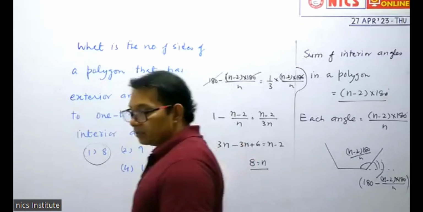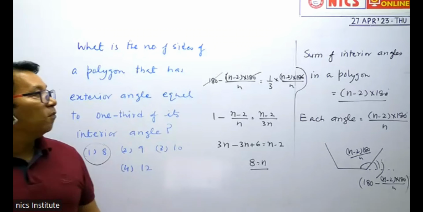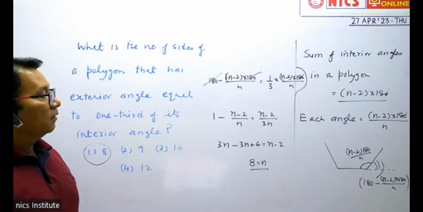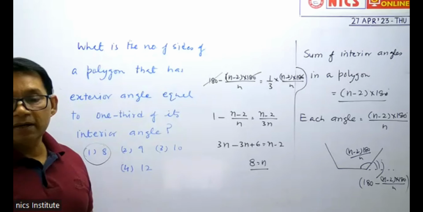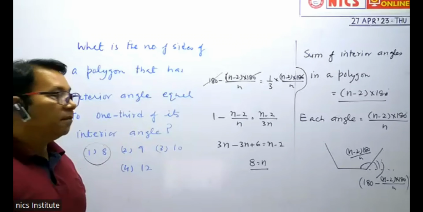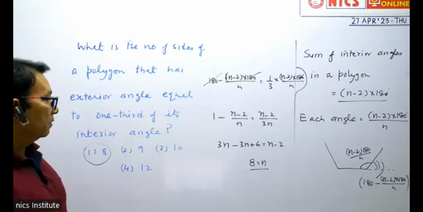So remember these two formulas. Just remember the formula for the sum of interior angles. Then when you divide by the number of sides, it becomes each angle. When you subtract it from 180, it becomes the exterior angle.